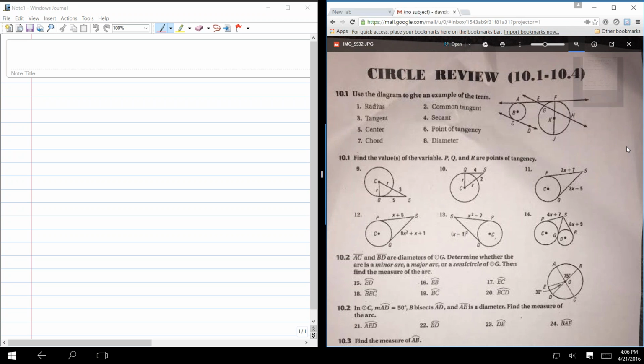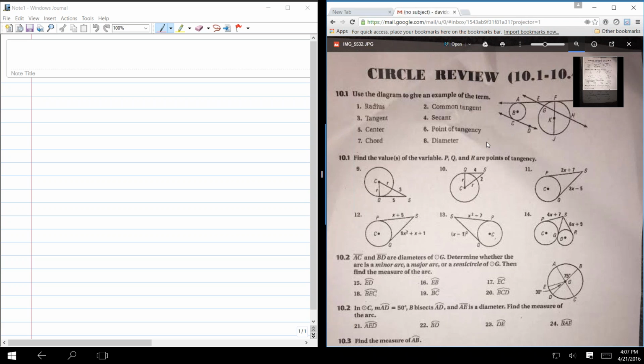Of what? Of that diagram there. Oh, okay. Radius would be K to F. What's a common tangent? Common tangent would be line AF. Okay, what's a tangent line? That'd be like line C. CD. C is actually a point, but CD is that line.